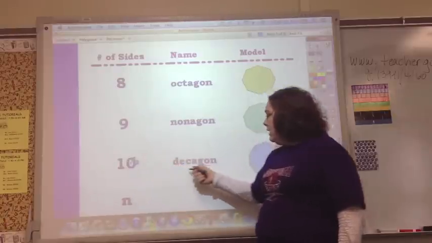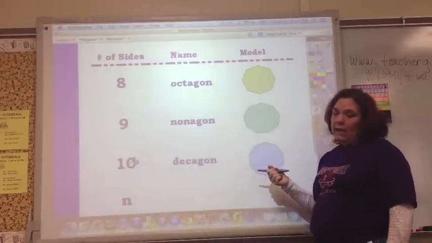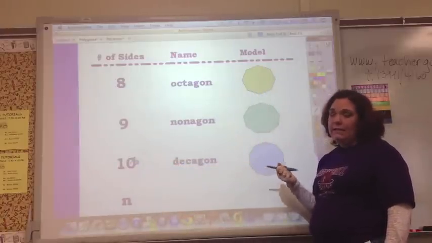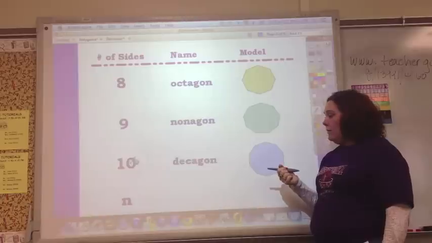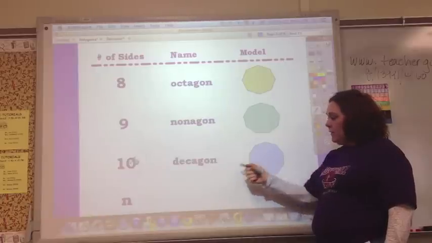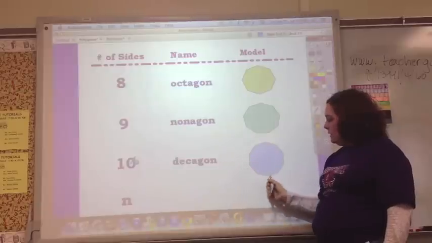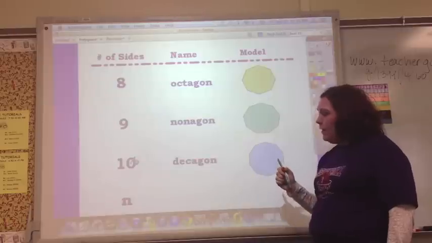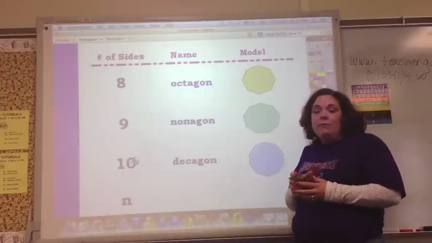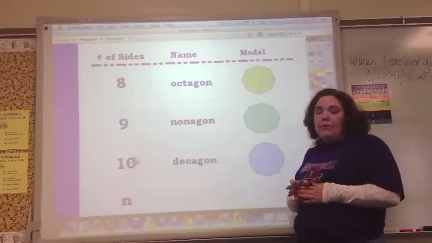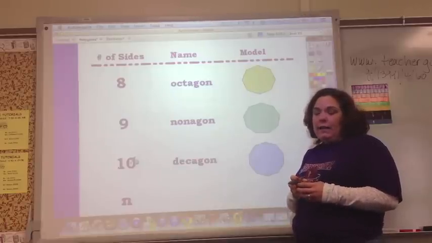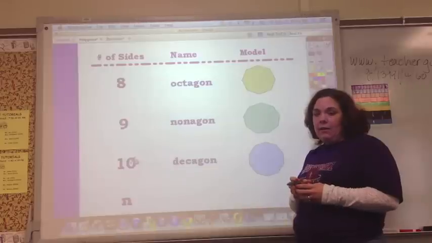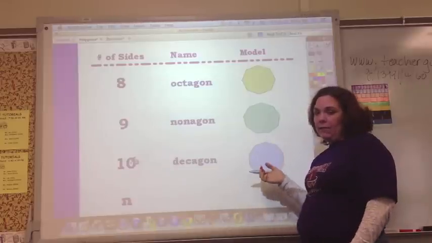And then 10 is a decagon. Deca stands for 10, like decade. It's a 10-sided figure, and this is a regular one. So just make sure you have this to refer back to whenever you're doing perimeter questions or geometry questions, and have to understand and know the attributes of different types of shapes.